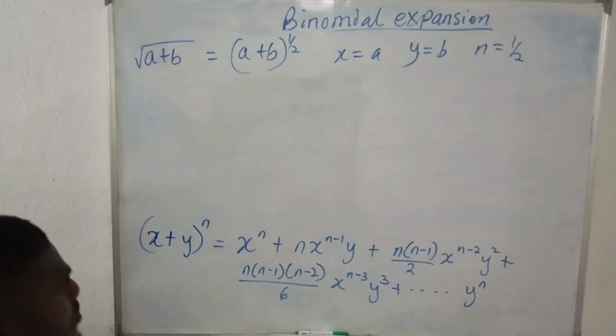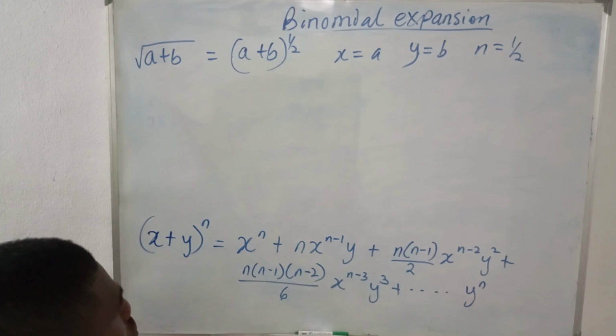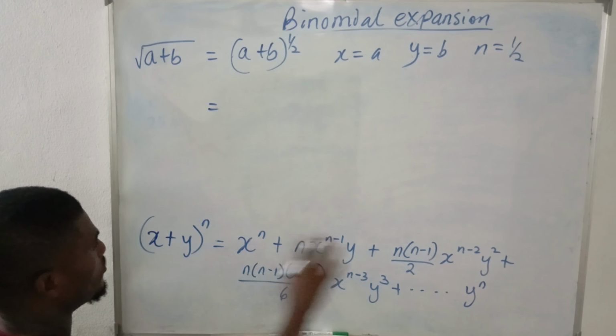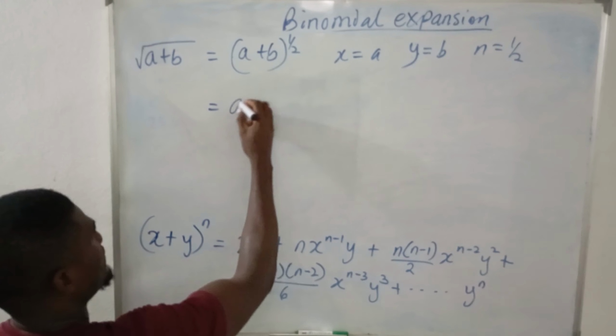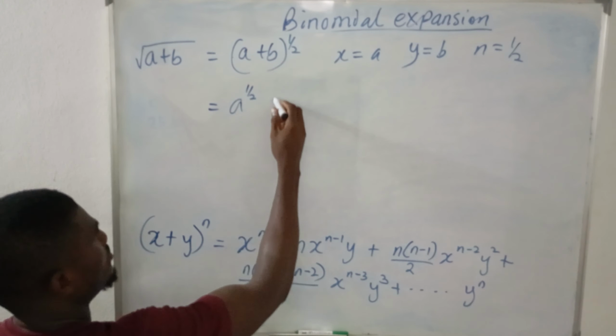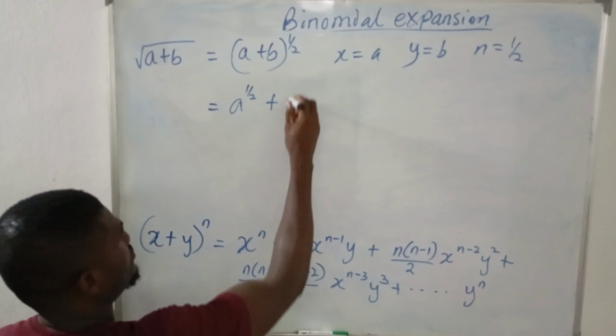Okay, all right, so let's introduce it into this formula. Introducing it into the formula like this, we start with x, which is our a, to the power of n, which is 1 over 2, plus n, which is 1 over 2, multiplied to x, which is a, raised to the power of 1 over 2 minus 1, which is n minus 1, and then y, which is b, raised to the power of 1, so that's it, plus n, which is 1 over 2 again, multiplied to 1 over 2 minus 1, divided by 2, x is a, raised to the power of 1 over 2 minus 2, and y is b, raised to the power of 2.